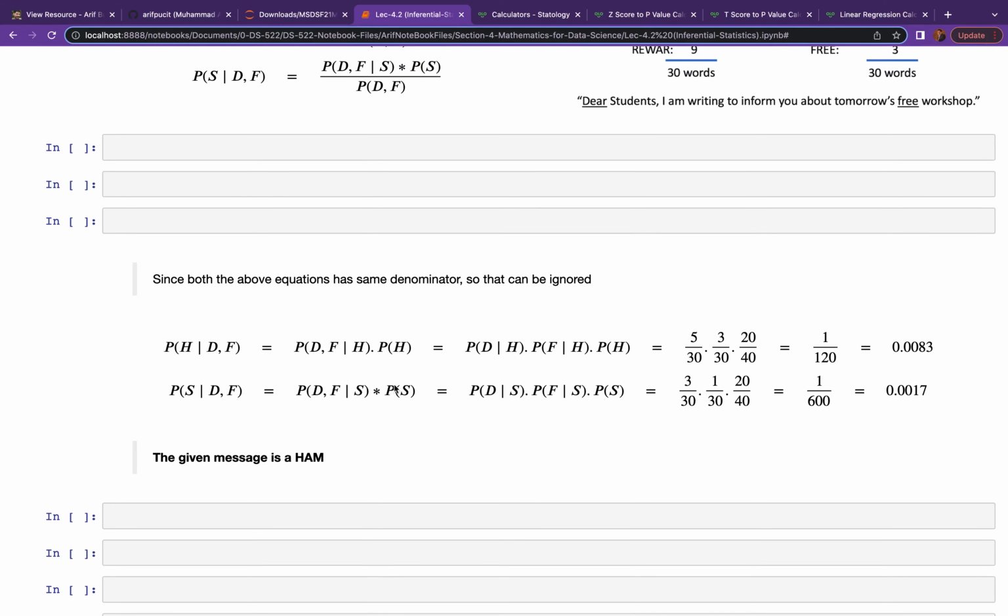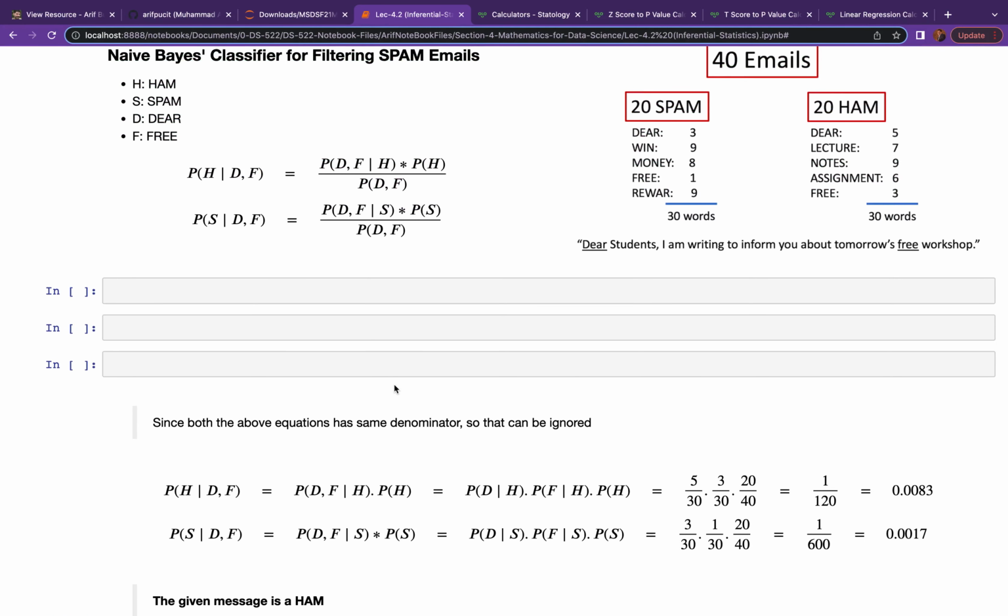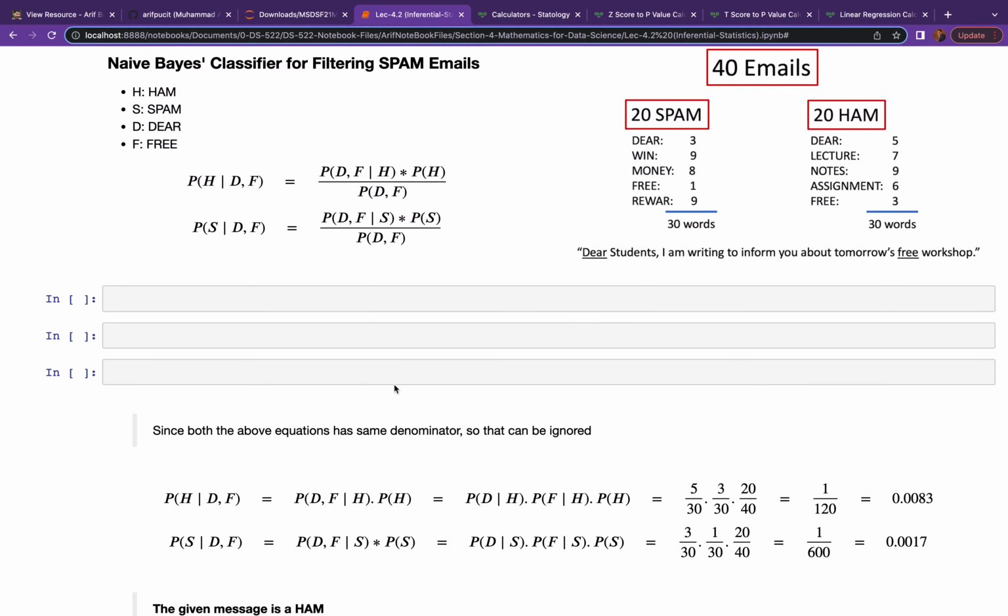Let me move down. So if we ignore the denominator, we are left with the numerator only, and we can simplify this numerator like this. The probability of getting the words dear and free, given that it is a ham, can be written as probability of getting the word dear, given that it is a ham, times probability of getting the word free, given that it is a ham, multiplied by probability of ham. So we can rewrite it like this.